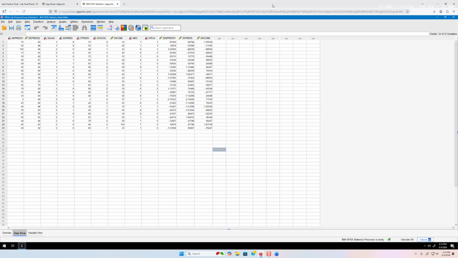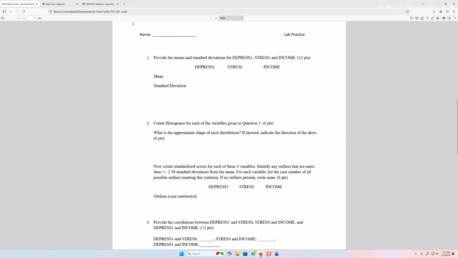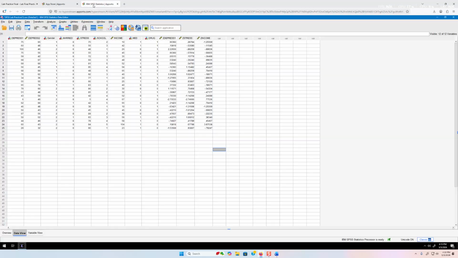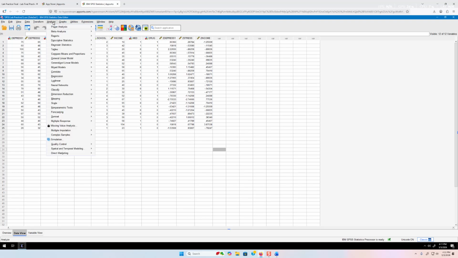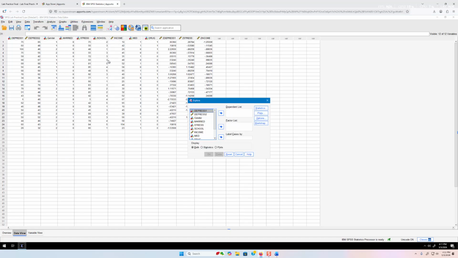Analyze, descriptive, descriptive. Problem 2, create histograms for each of the variables in question 1. Indicate the shape and then the outliers, which we already have the z-scores for. So histogram and shape. So to do histogram easier, analyze, descriptive. I prefer to do explore here to get the histograms all done at once. So we want depression, stress, and income.